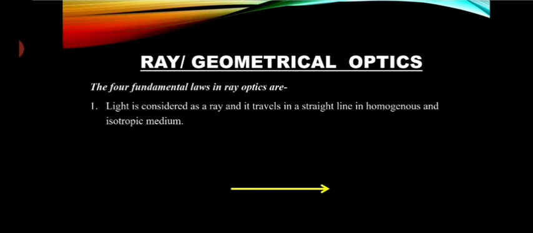Further, there are four fundamental laws which govern ray optics. First one is, as I said, light is considered as a ray and it travels in a straight line in a homogeneous and isotropic medium. Now, what do we mean by a homogeneous and isotropic medium? A homogeneous medium is nothing but a medium in which the properties remain the same over the overall space, whereas an isotropic medium is one in which the properties do not change with the direction.